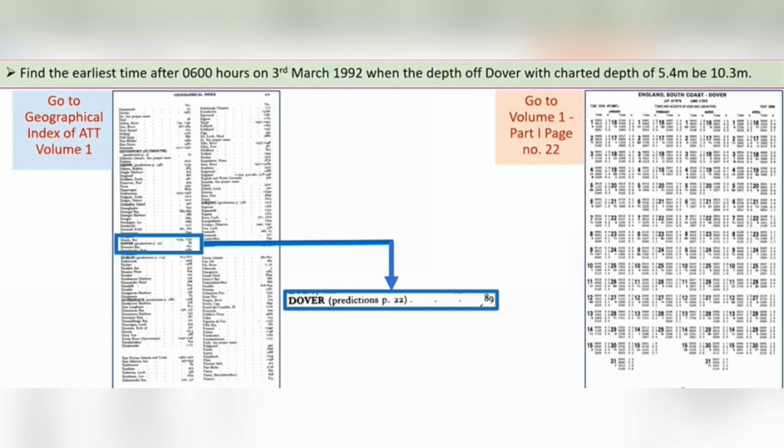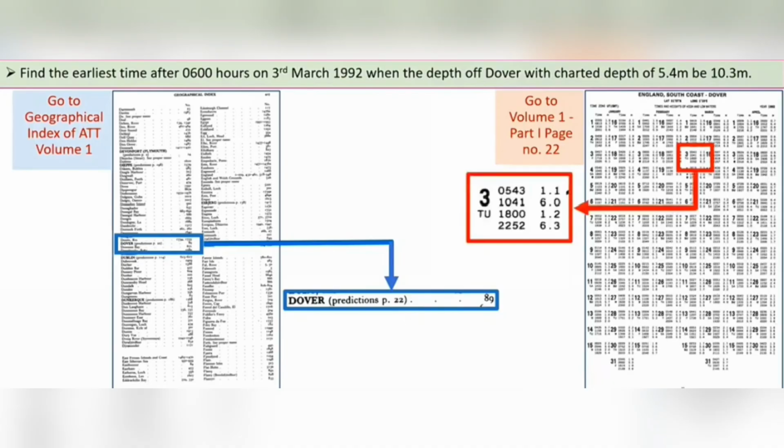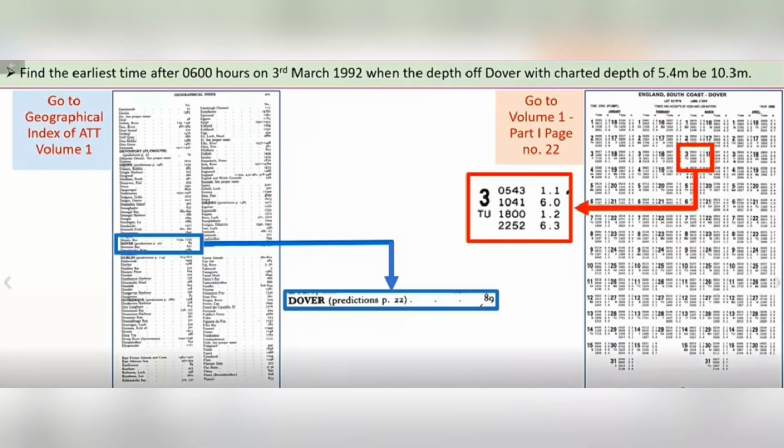and from page 22, we extract information for 3rd March, which is the date of interest. So here are the predictions for 3rd of March, and these are magnified here for us to use. So this is how the first step is completed.